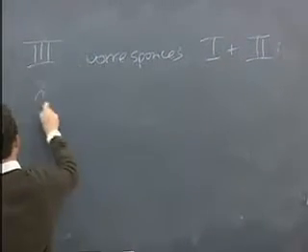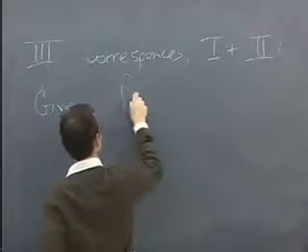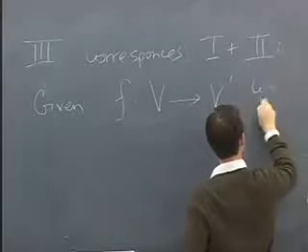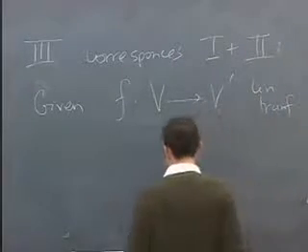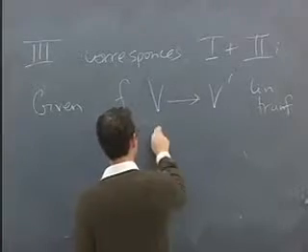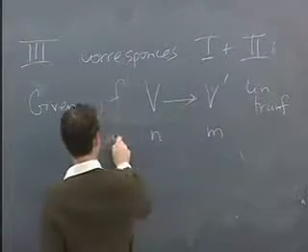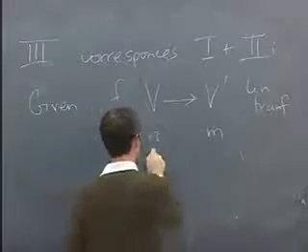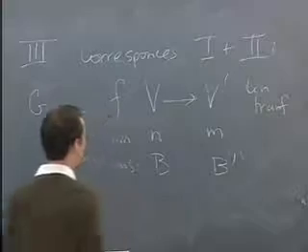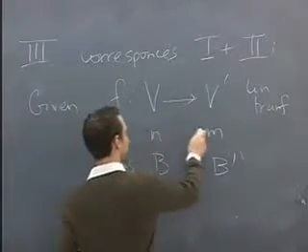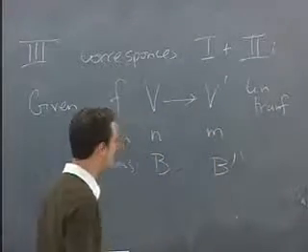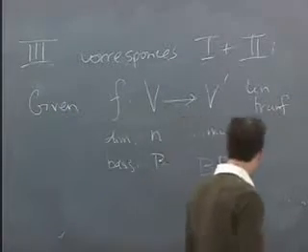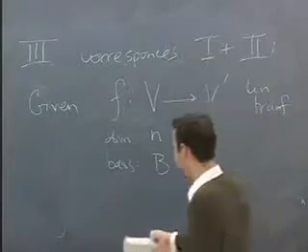Well, given some linear transformation from, say, V to V prime. So this is just some linear transformation. And let's assume that these have dimension n and m, and let's equip these things with bases B and B prime. So these are finite dimensional vector spaces of dimension n and m, and I equip them with these bases B and B prime. We know we can always equip a vector space with a basis. At least we showed that in the finite dimensional case.